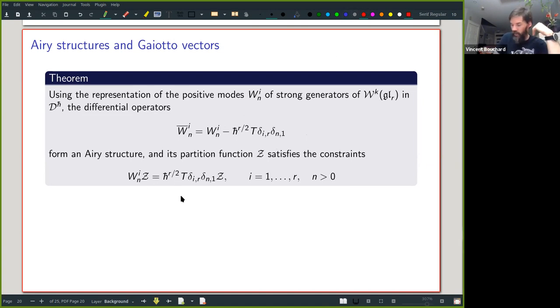And now you see, well, this is very cool, because what is this? Well, Z is nothing else than the Gaiotto vector. So what we've constructed here is the Gaiotto vector. We've constructed it very explicitly as the exponential of the free energy, where we can construct all coefficients recursively.